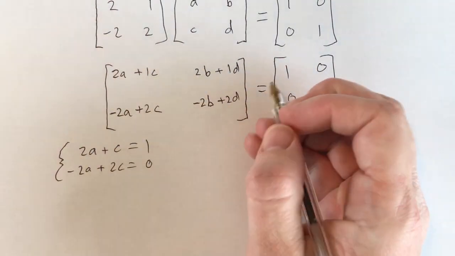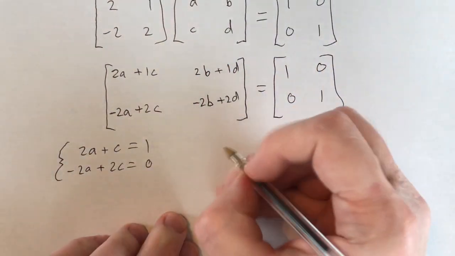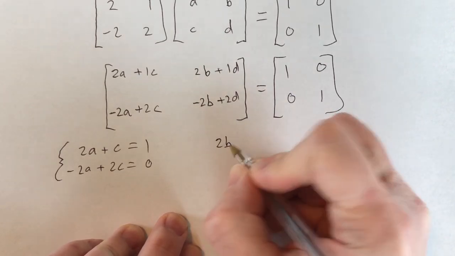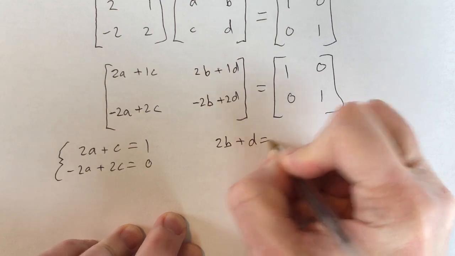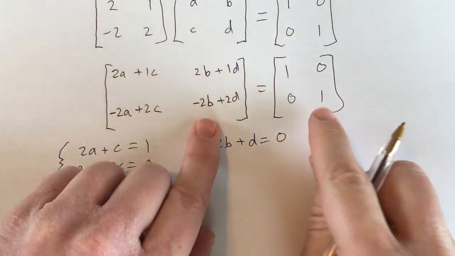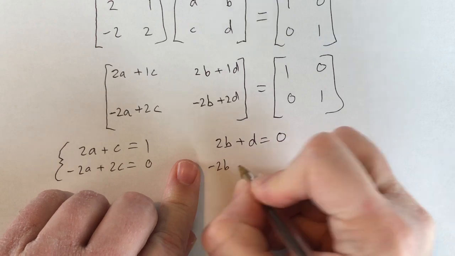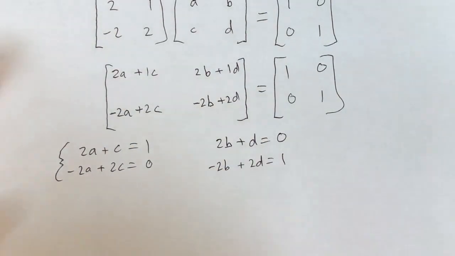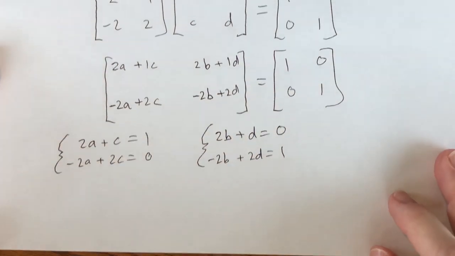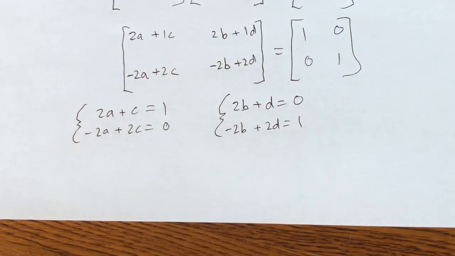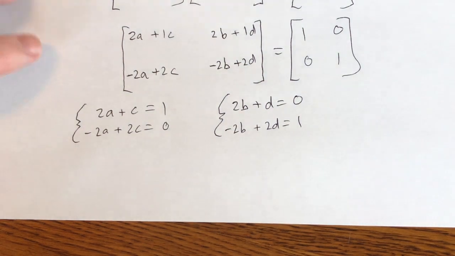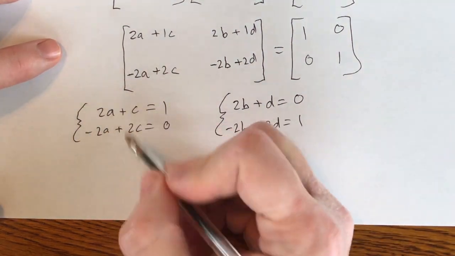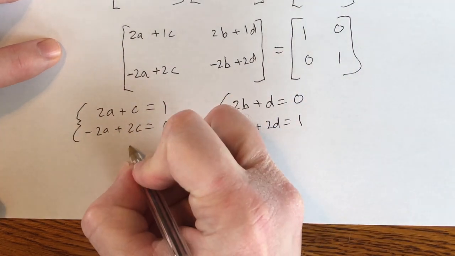All right, now let's see what happens with these entries. We have a positive 2B plus D equaling 0. Then we'd have a negative 2B plus 2D equaling 1, which gives us yet another system of linear equations. So all we have to do now is solve these systems. Let's just go back to how we did this a long time ago. Let's just add using columns. All right, let's not get too fancy here.